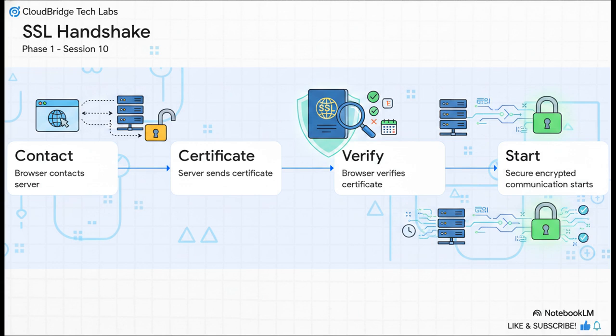Now, step 3 is the make or break moment. The browser verifies that certificate. It's checking the expiration date, the issuer, making sure the identity proof is 100% valid. If something looks sketchy, it will not proceed, period. But only after that verification passes do we hit step 4, where secure encrypted communication finally kicks off. The safe is locked, your data flows securely, and the craziest part, this entire negotiation happens in mere milliseconds.